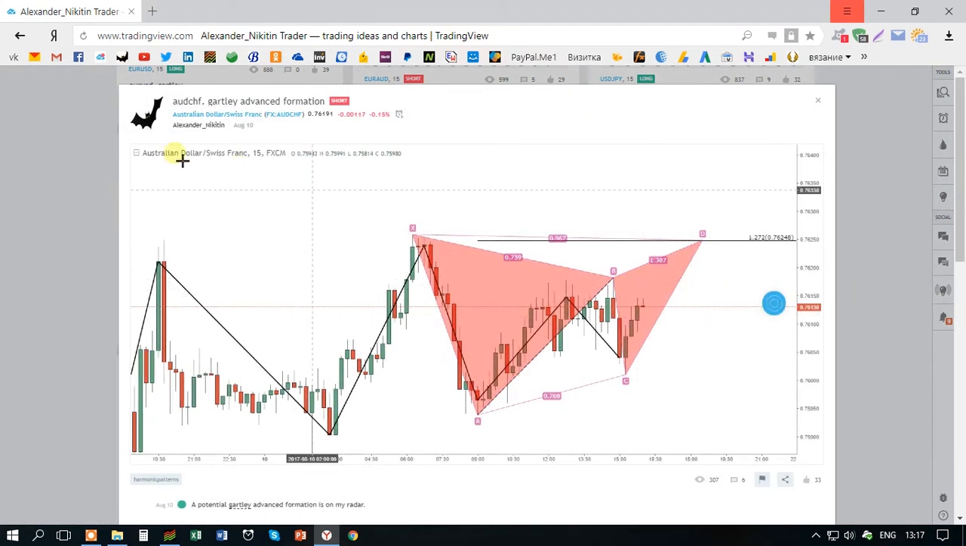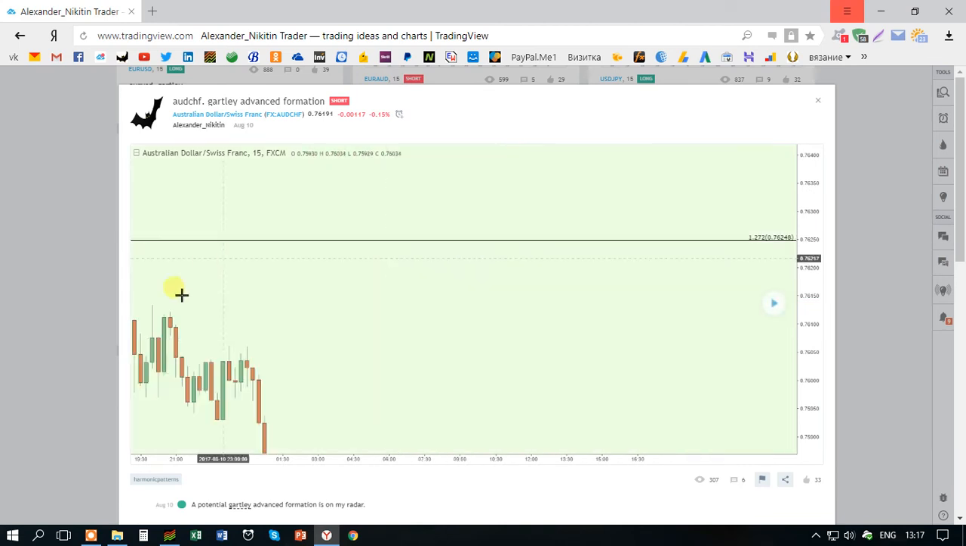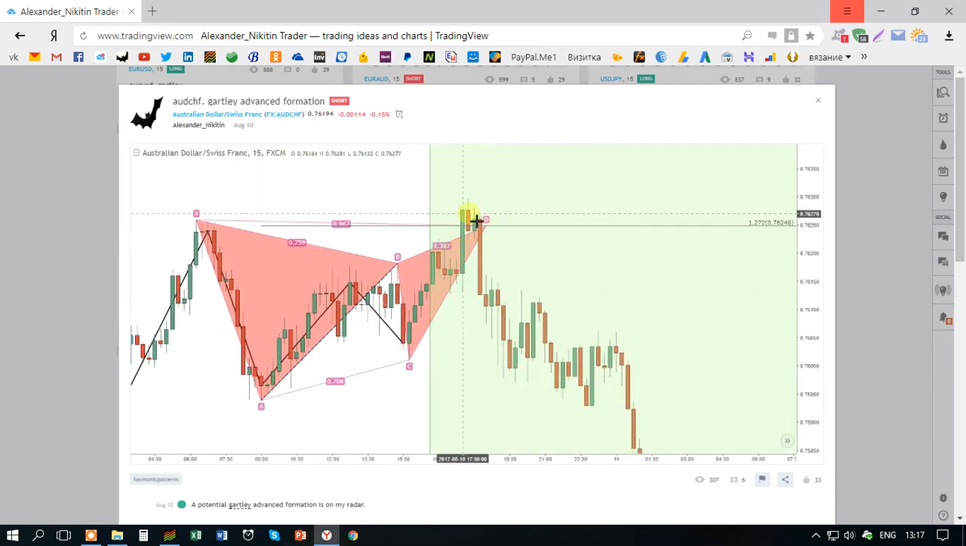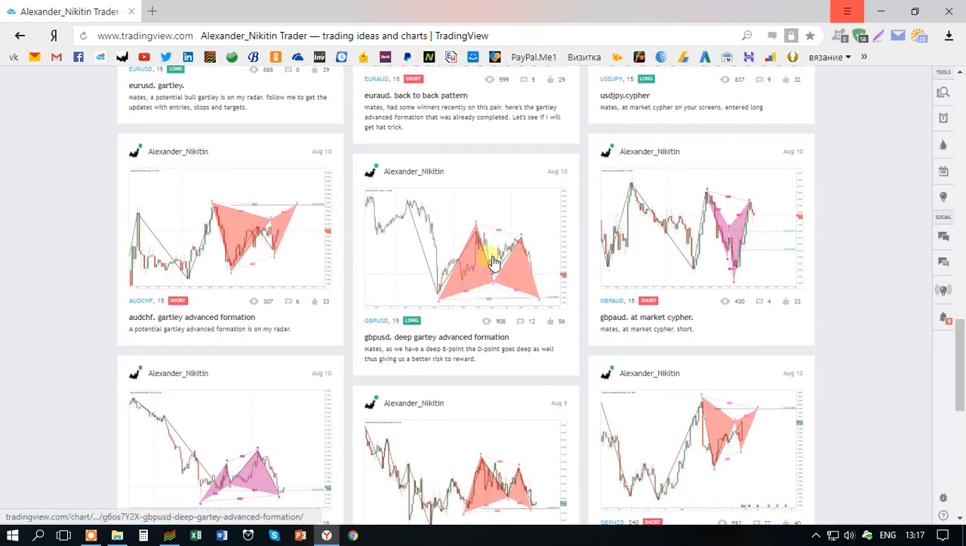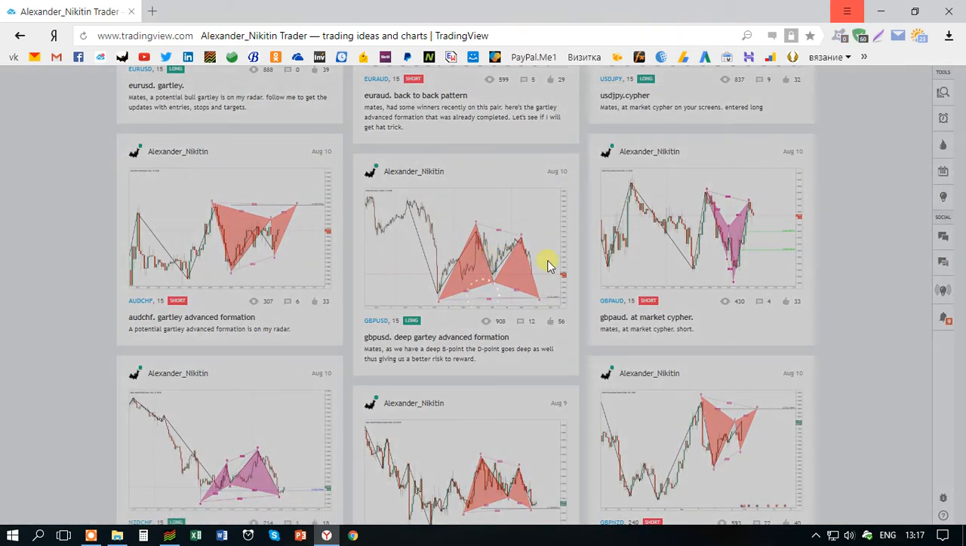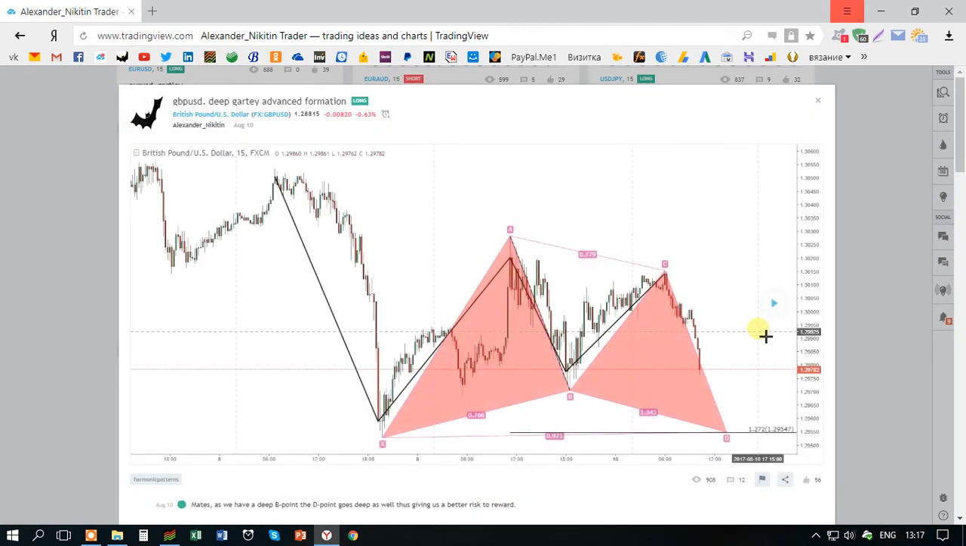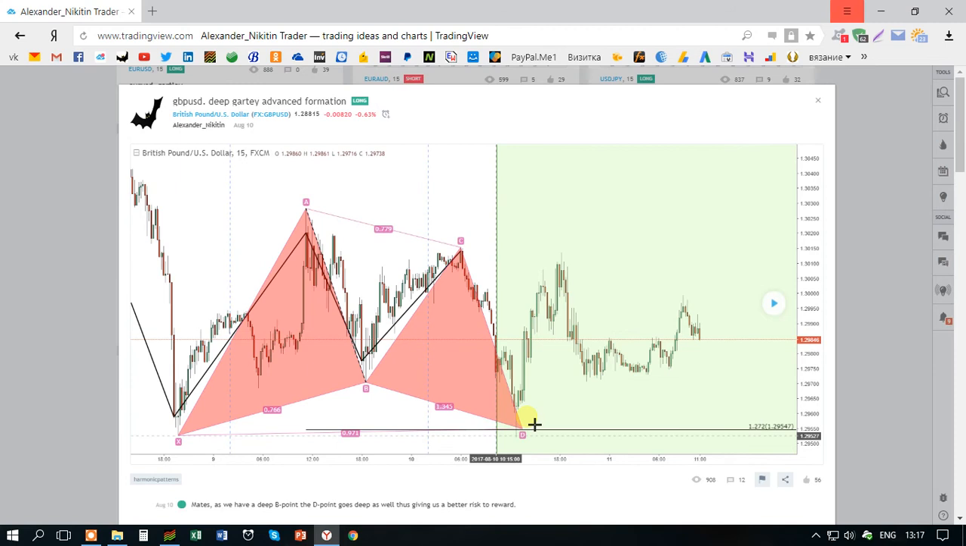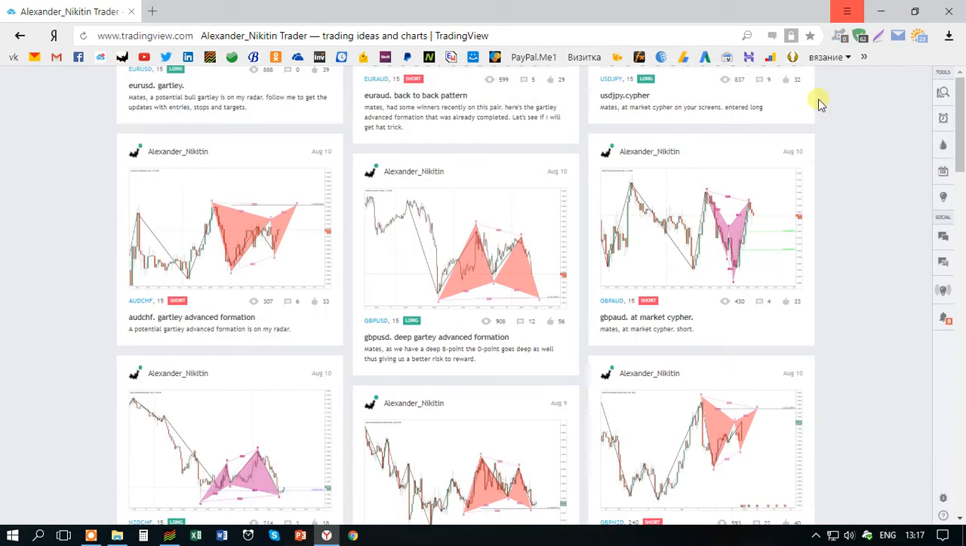Okay, what is this? Australian Swissy. Wonderful, wonderful playing. Boom. Exactly as predicted. Pound dollar. Oh, I love this trade. I remember it. It was touch and go. You see, it touched the trade with the spike to the downside and then went to the upside.